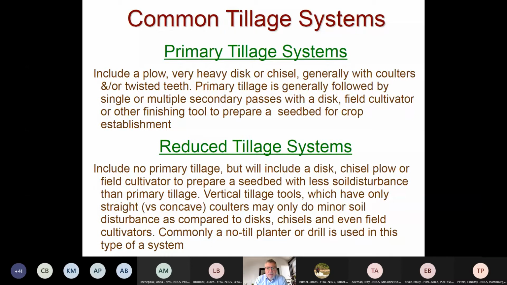This system came into fashion in the 1970s as energy prices went up. The cost of primary tillage became prohibitive for many operations, and they also realized that this type of tillage, also called conservation tillage, could be practiced and it would leave more residue on the surface of the soil. And of course, what we know about residue, it's number one soil armor.